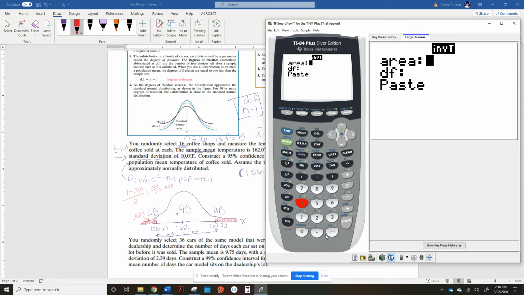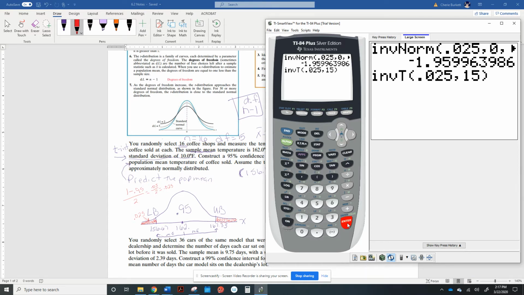Then you just put in the area. It has to be the area to the left, 0.025. And this time they are asking you for the degrees of freedom. On StatCrunch, they allow you to just put in the sample size, and then StatCrunch calculates the degrees of freedom. But on the calculator, you're going to have to remember that if the sample size is 16, the degrees of freedom is one less than that. So you type in 15. That's what it looks like if you have an 83, although if I remember correctly, I don't think the 83s even have the inverse T option, but I could be wrong. That's just my memory from last year. So anyway, there's the line.